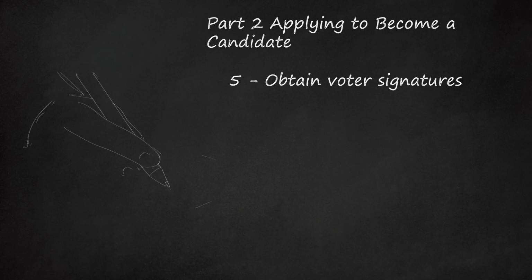5. Obtain voter signatures. When you obtain the nominating petition, you will have to go out and get a number of voter signatures in order to prove you are a viable candidate. Your nominating petition will have space for these signatures. In general, the voter must sign the petition in their own handwriting, print their name, their place of residence, and the date of their signature. Without this information, a voter signature will be invalid.